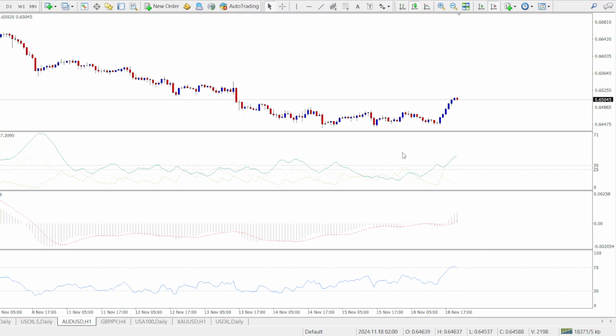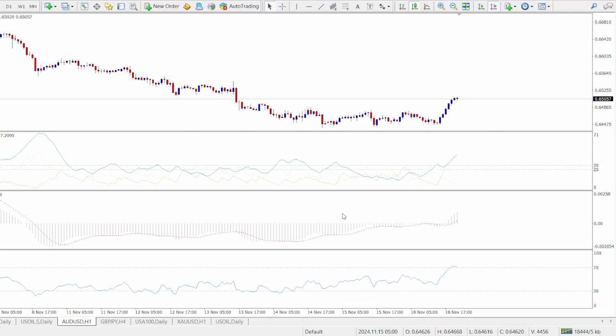So the ADX, or the average directional index, measures the strength of a trend. It doesn't tell you the direction, but it lets you know whether the market is trending strongly or moving sideways. A reading above 25 signifies a strong trend. A reading above 30 signifies even a stronger trend. All right. On the other hand, a reading below 25 signals a weak trend or no trend.